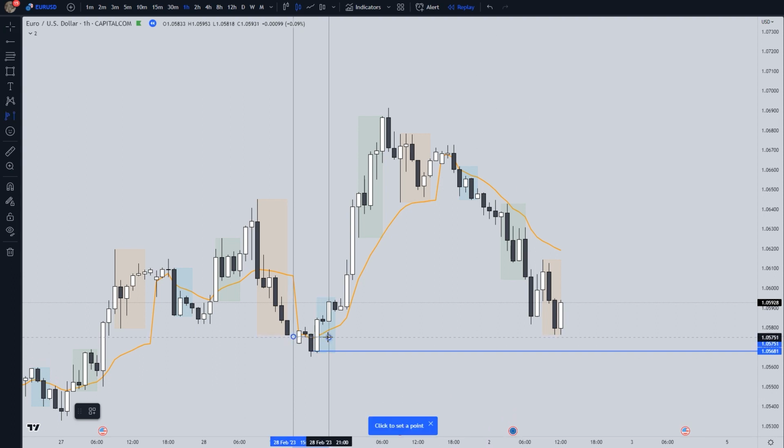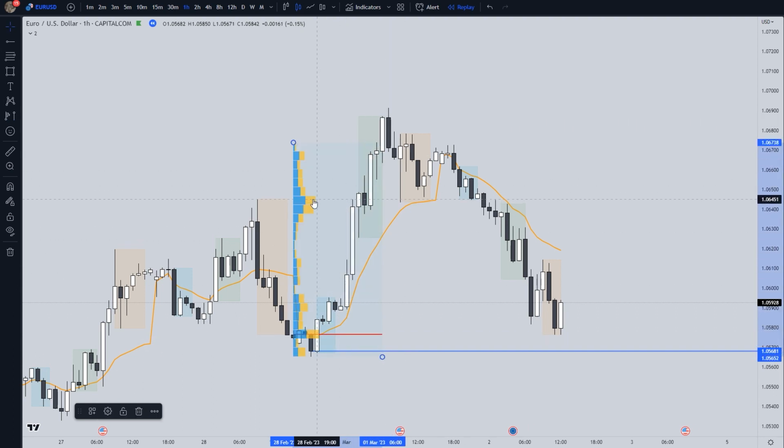Okay, the next thing I do is to draw a fixed range volume profile onto the chart starting from this accumulation area from which the price started to rise. Volume is thicker at this area here, but it was broken to the downside. But the highest volume we had at this level, so I mark this level of support.